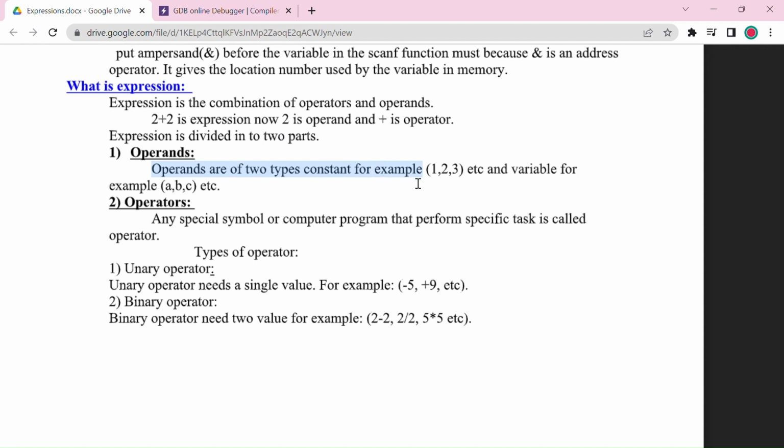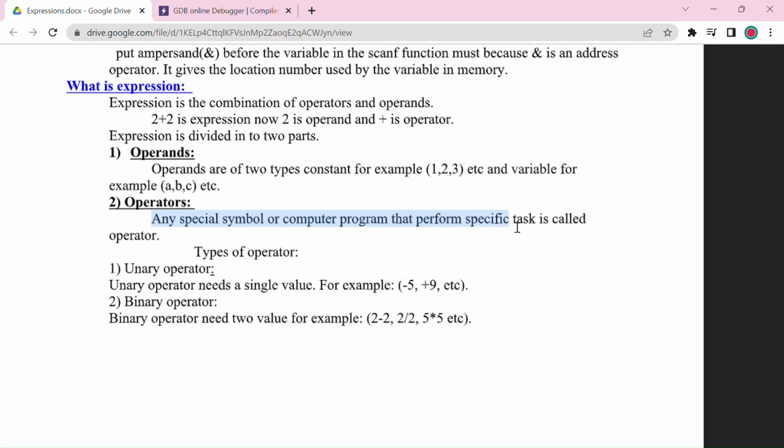An expression is divided into two parts: operands and operators. Operands are of two types: constants, for example the numbers 1, 2, 3, etc., and variables, for example ABC.